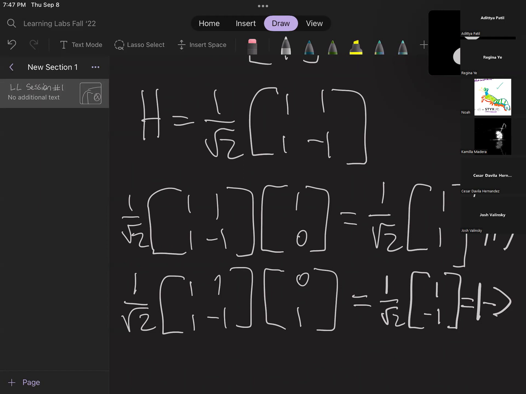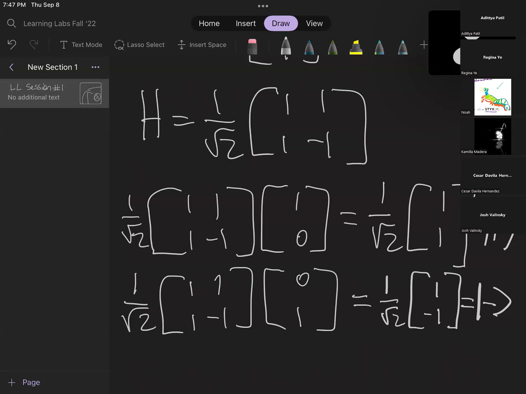This is what Aditya was referring to before as constructive and destructive interference. We won't necessarily delve into that right now, but as we take a look at more than just one operation on a qubit, you'll see why destructive operations and constructive operations even make sense, okay?